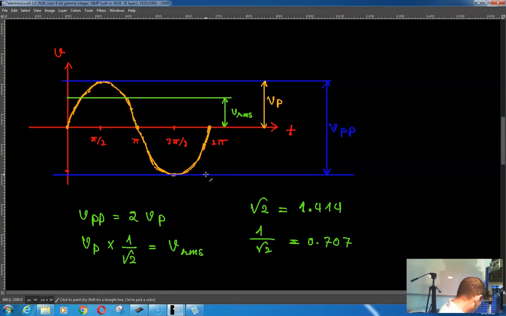Now, to do a couple of exercises on these voltages, let's say, for example, that the peak to peak voltage of a signal is 10 volts, right?